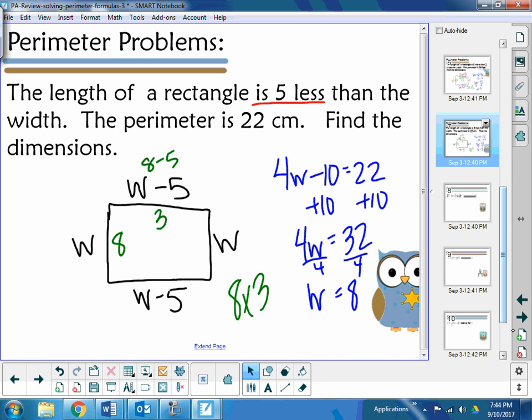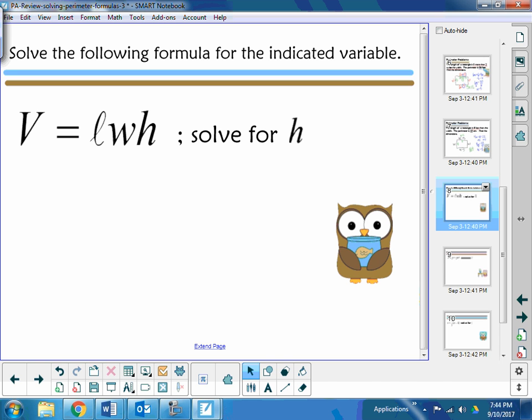Okay, so that was a review of the perimeters. And then on Friday, Ms. Lottie came over and did formulas with you. So let's take a look at 3 examples of formulas and then we'll be ready for our quiz.